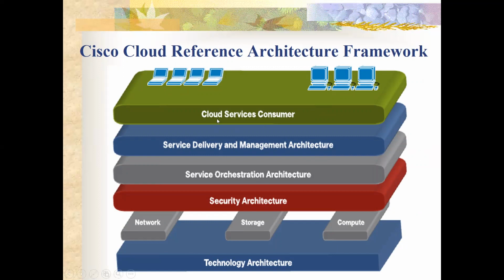So if you look here, we can see briefly the 5 layers. Top layer, cloud service consumer. Second layer, service delivery and management architecture. The third layer, service orchestration architecture. The fourth layer, which we'll spend more time discussing, is called security architecture. From there, I will show you another diagram. It includes 6 components. The last one is technology architecture. So now let's look at each layer and what kind of function it provides.